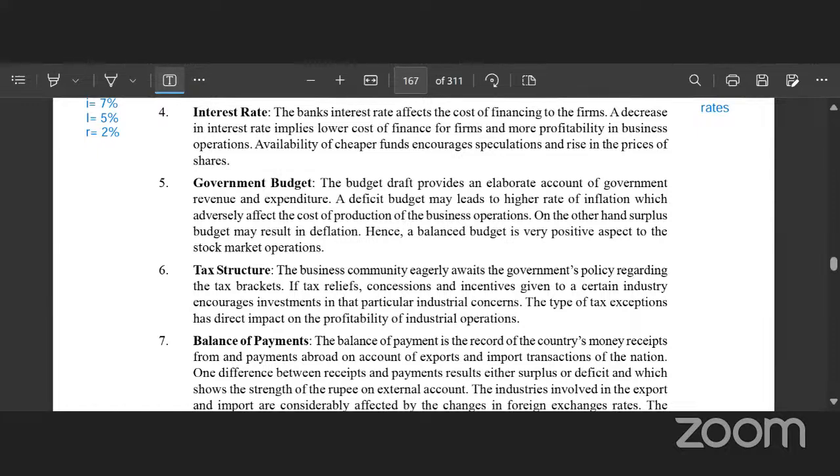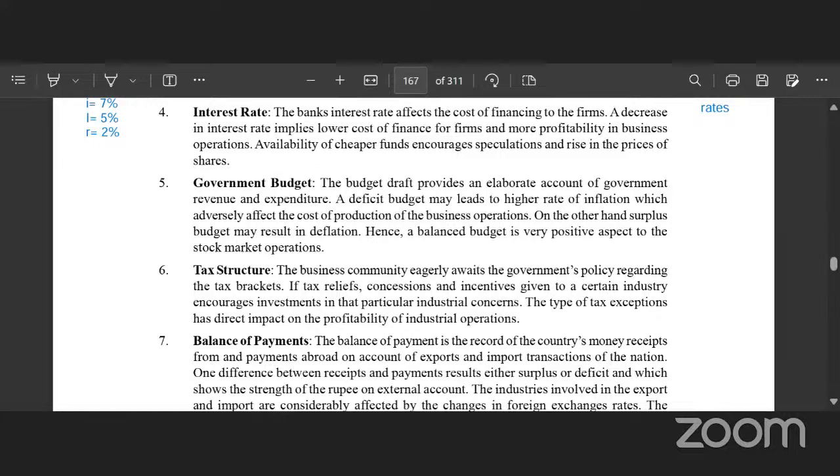Because of that, the income levels of the people will increase, or most of the population will get employed. So if the government expenditure is good, then it's a good thing for the capital markets. A deficit budget may lead to a higher rate of inflation, which adversely affects the cost of production of the business operations. So what does deficit budget mean? It is when the government would like to spend more than what it receives.